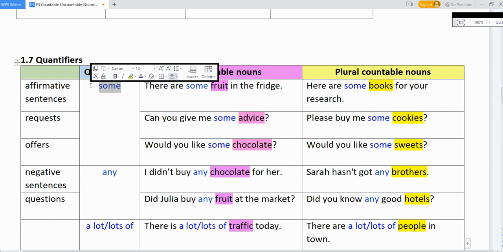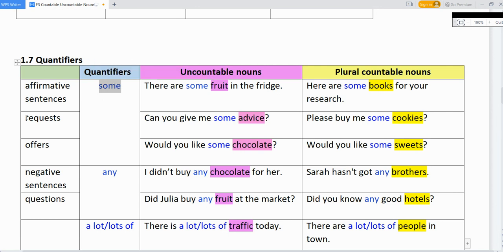For the word some, okay, untuk perkataan some, beberapa some, okay, if the sentence is affirmative, ayat tu ayat penyata, okay, we look at uncountable nouns first. Okay, kalau benda tu tidak boleh dikira uncountable, and we want to put it in an affirmative sentence dalam ayat penyata, we say some. There are some fruit in the fridge. Okay. And then kalau kata nama tu is plural and countable, we can also use some. Here are some books for your research.